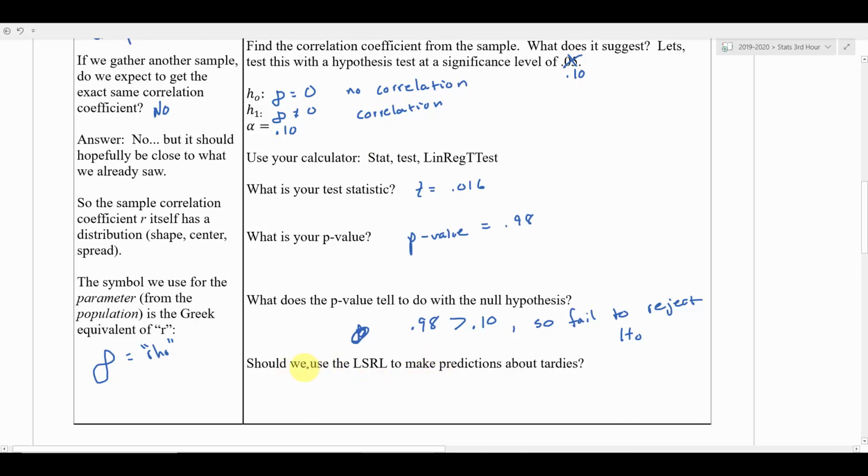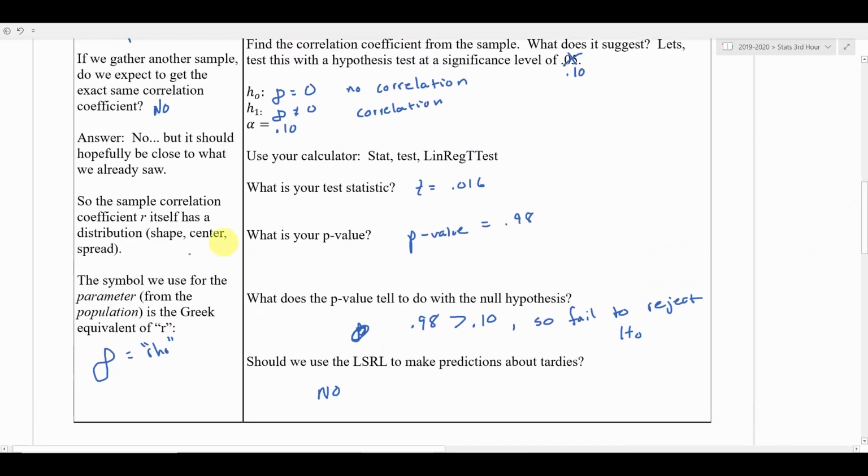All right, so the question is, should we use the LSRL? Should we use this model to make predictions about tardies? And the answer to that is no, we should not. There was not a strong enough correlation. I proved that with the hypothesis test. We should not be making any predictions using the temperature for the number of tardies. So that's what one of those tests looks like. It's not too hard. I know I talked a lot about abstract stuff, but really what you're going to be doing is this hypothesis test, which is completely on the calculator.